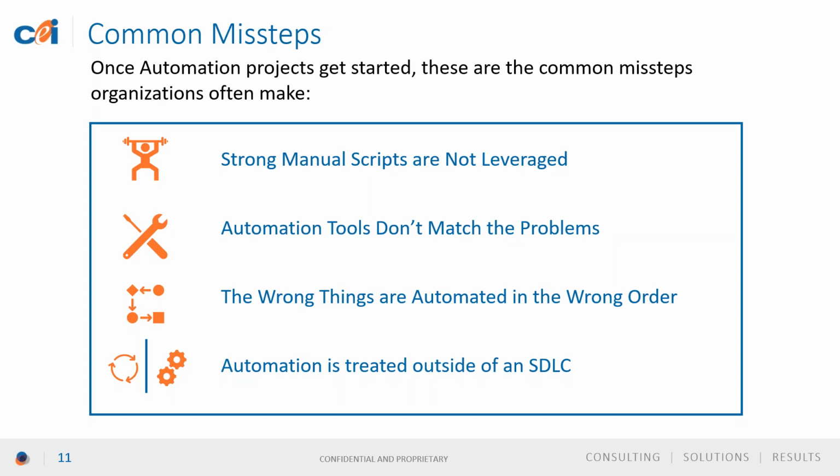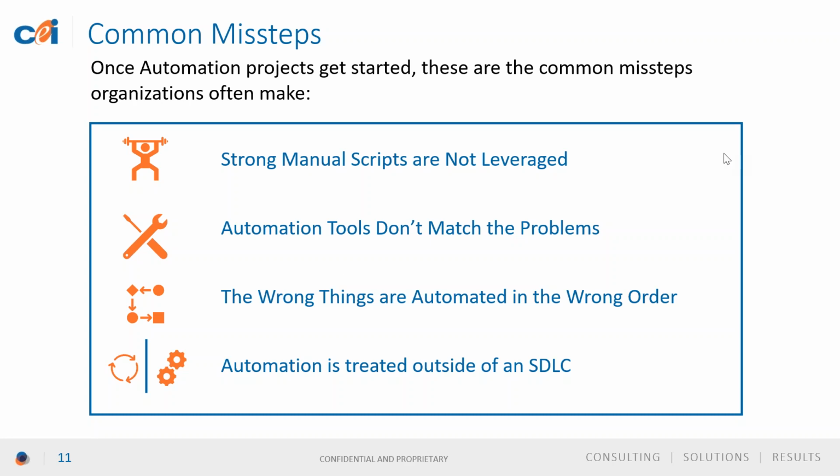The wrong things are automated in the wrong order. Too often, organizations jump in without building the automation foundations, as Cliff said. Assembling the right framework in the right order positions an organization for long-term automation success.